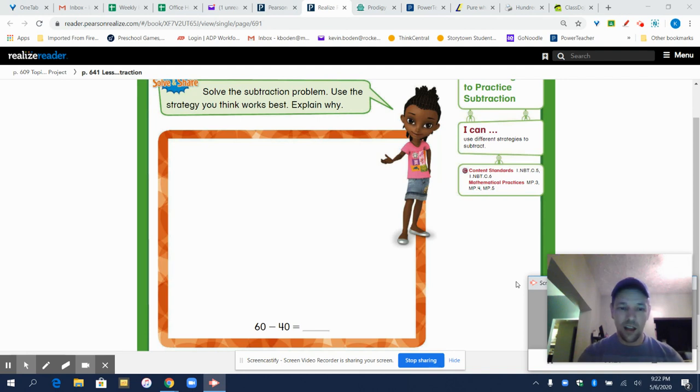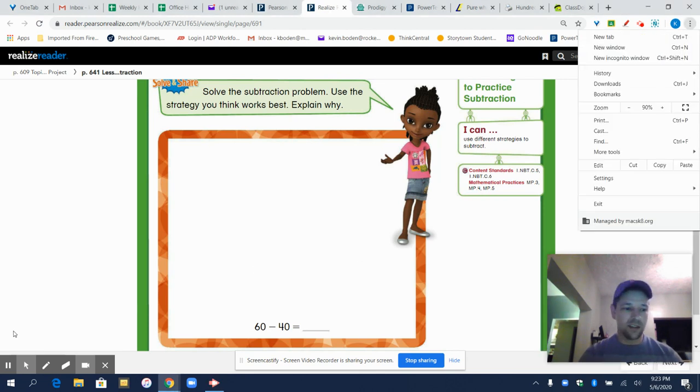So, that said, let's get on to our math lesson. I miss you guys like crazy, and today we're going to talk about solving subtraction problems using any of the methods that we would like, but you have to explain why you chose that method. So our equation says 60 minus 40, so we have to answer this equation and then explain why we used whatever strategy we did. I'm going to zoom in so that you can see it.